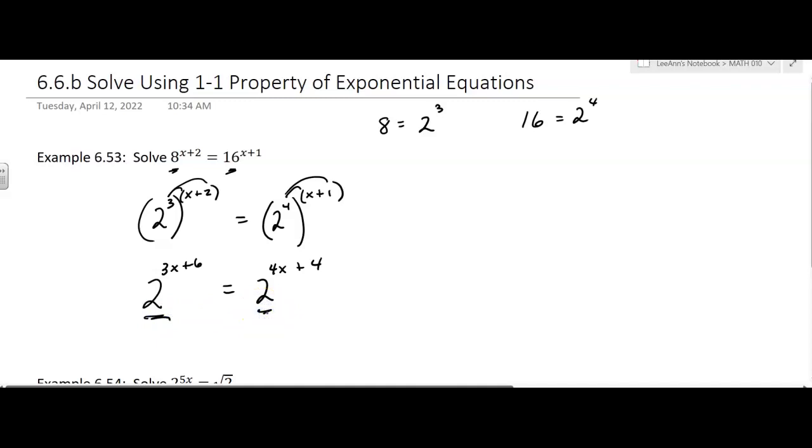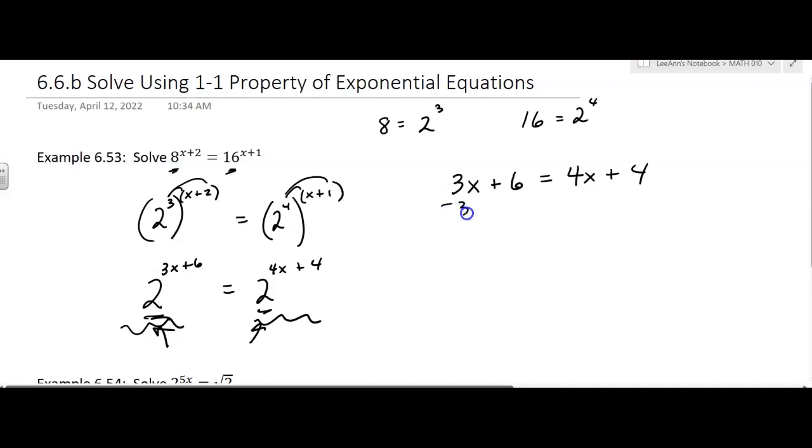So we're just popping out those exponents. We're not dividing anything. We're not taking a root or anything. We're just popping out those exponents. We're saying if this equals this and the bases are the same, then the exponents have to be the same. Okay, so there we go.